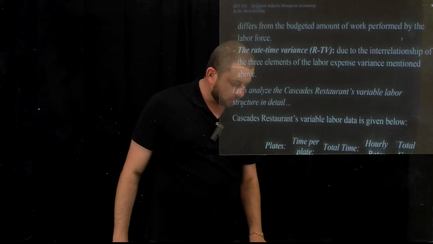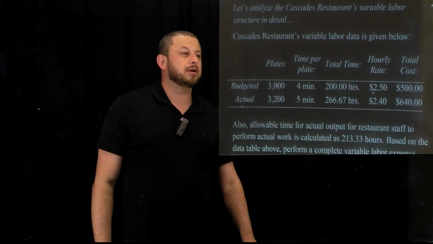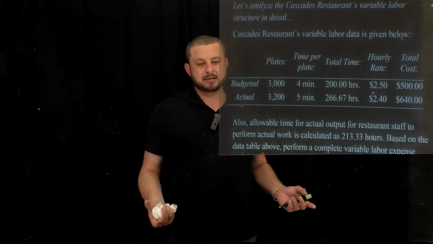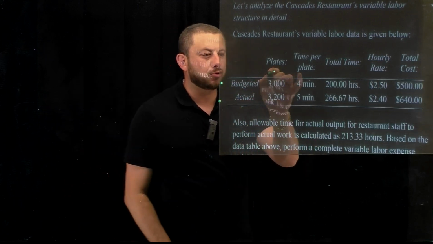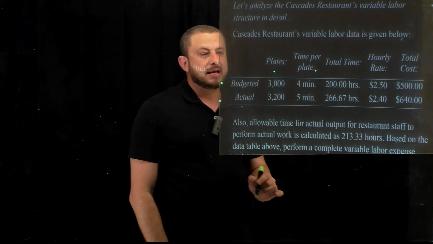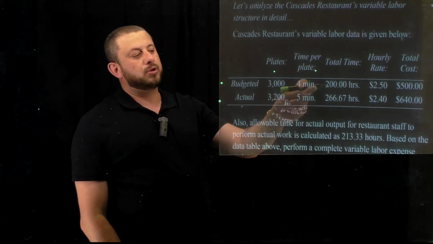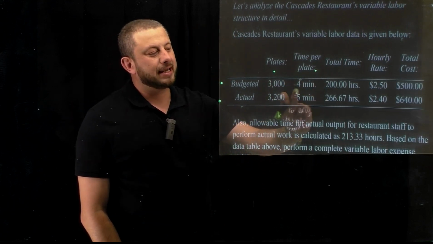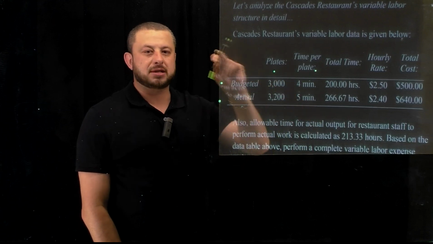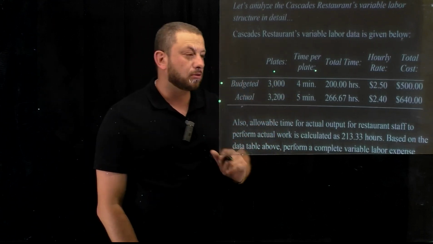Okay, Cascades Restaurant is the example. Let's take a look. We have a whole bunch of data in the table. We have budget and actual right here. We have number of plates. We have time per plate. We have to train our employees to serve the plate in a maximum of 4 minutes to the end user, which are the consumers.